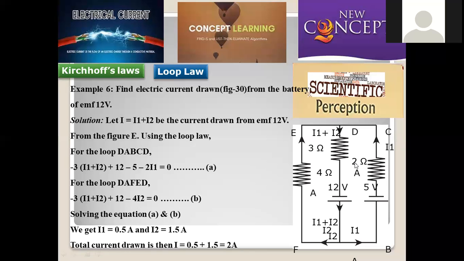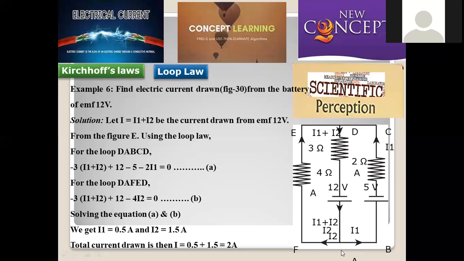And for the second battery, the voltage difference is minus 5. This is the second battery voltage difference. Then 2I1. Why is it taken as 2I1? Because the resistance is 2 ohms, and the strength of current is I1. Now, if you take the algebraic sum of all these, obviously it will become 0. Hence, Loop's law got verified for this loop.